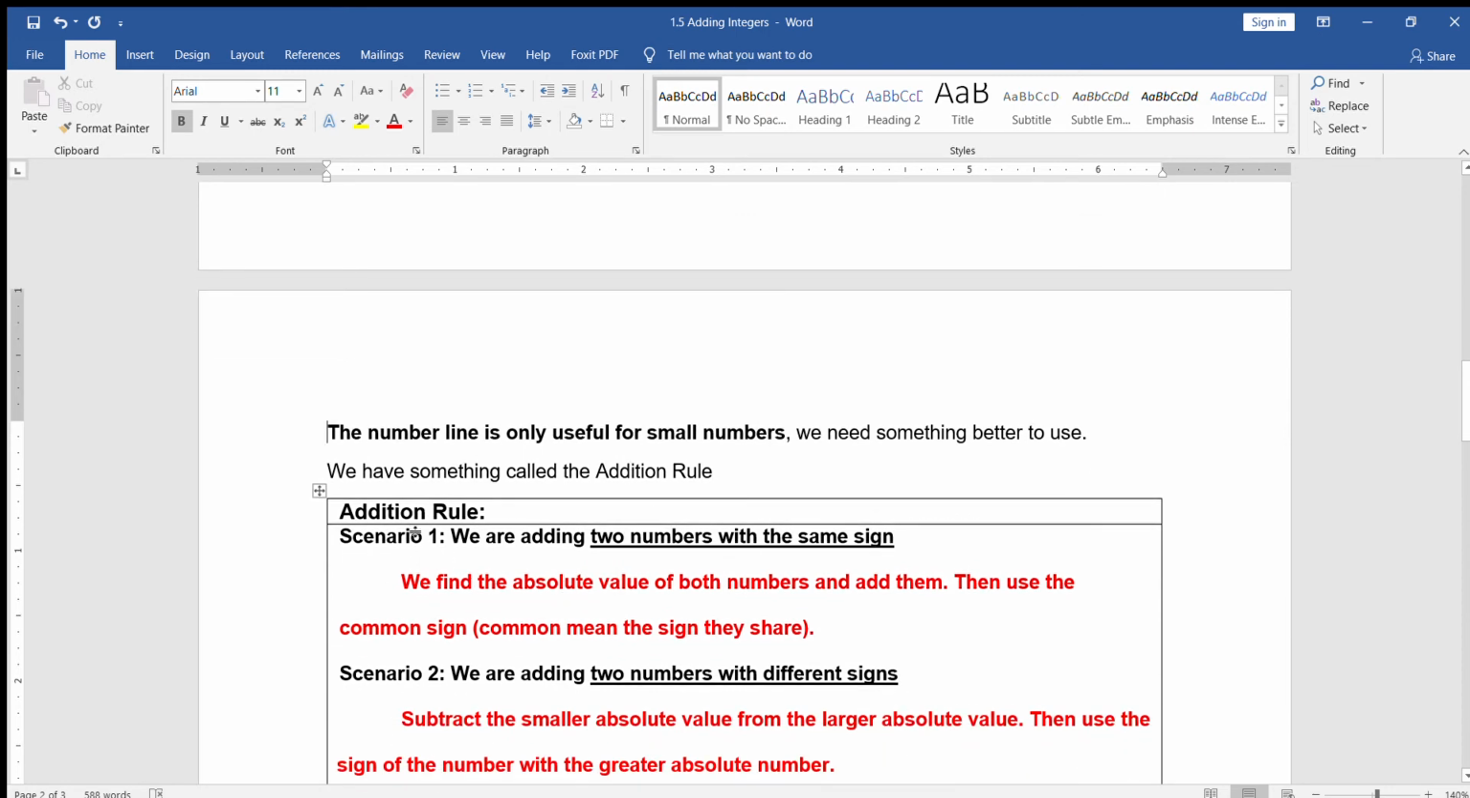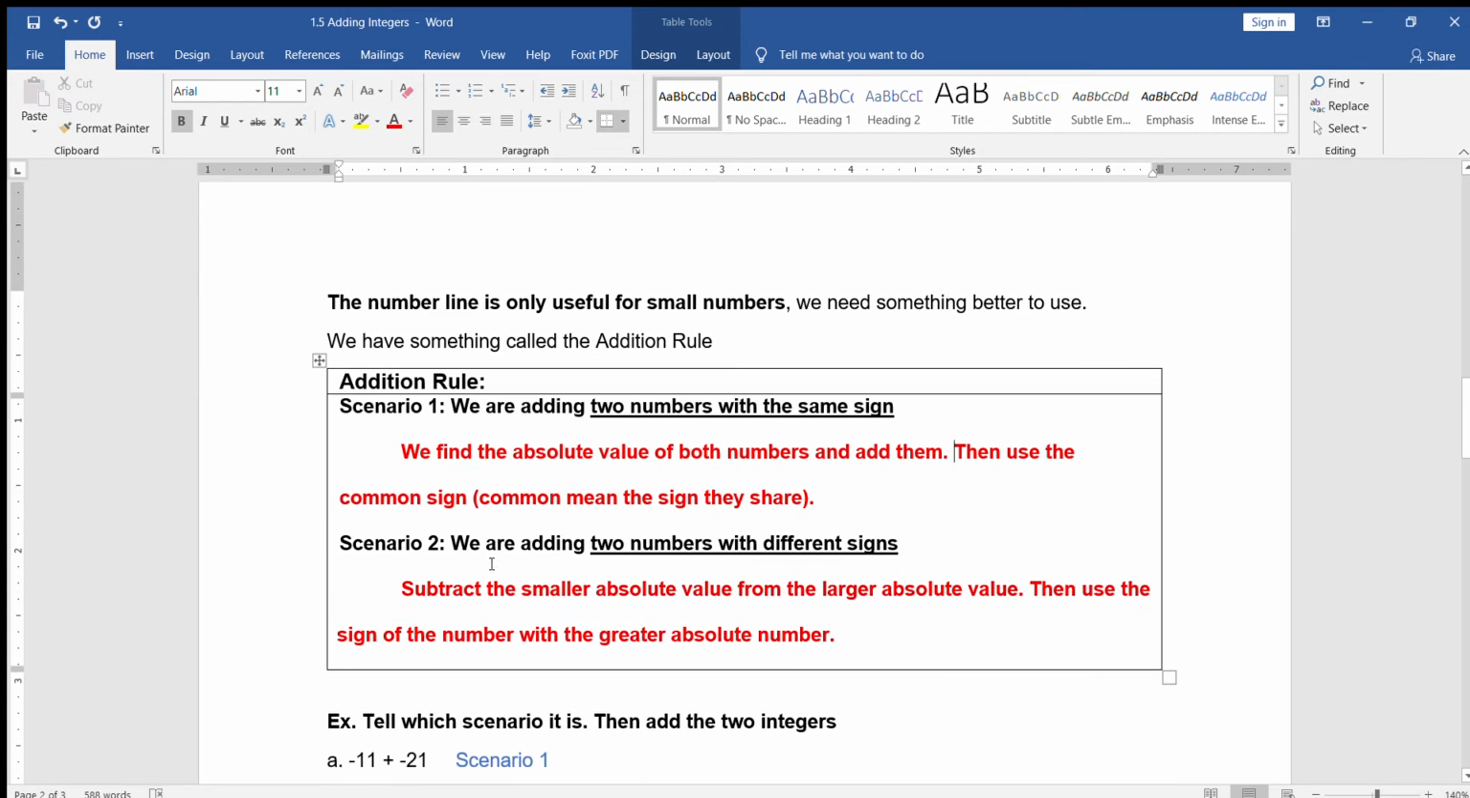So how do we add two numbers in those scenarios? Well, in scenario 1, we're going to find the absolute value of both numbers and add them. Then we're going to use the common sign. Common sign basically means the sign they share.